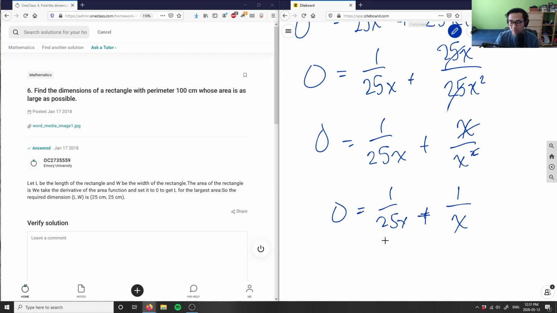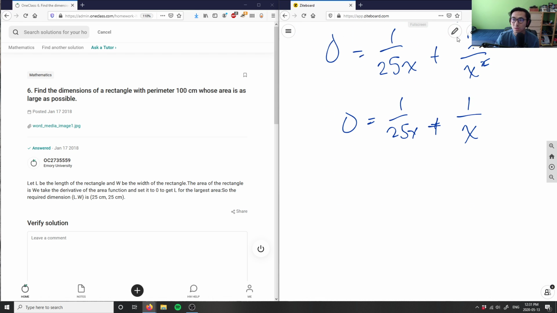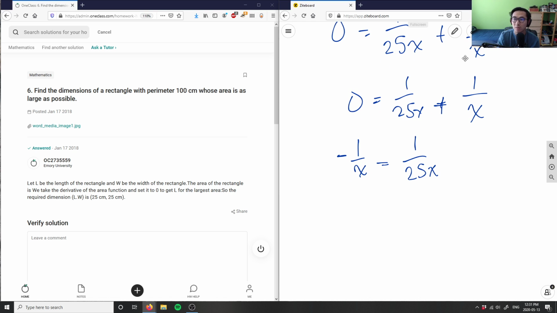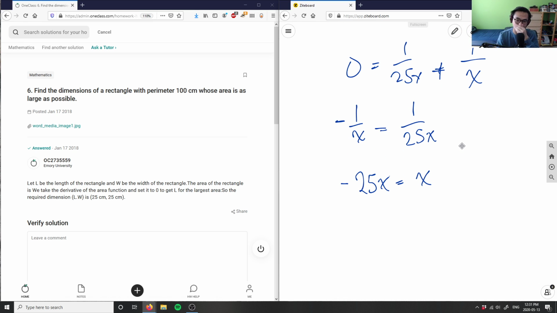And what we can do here is solve for our x value, right? So I'm going to move x to the other side. So we get negative 1 over x equals 1 over 25x. And I can cross multiply here. So I have negative 1 times 25x, which is negative 25x, and this will equal x here. And the x's here are actually going to cancel out, right?